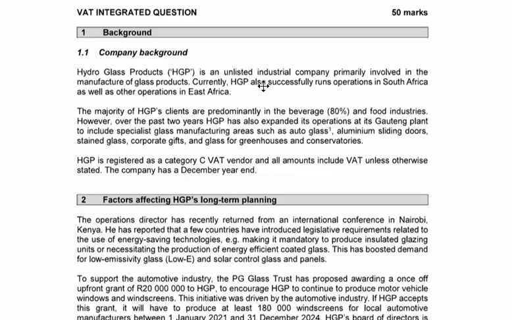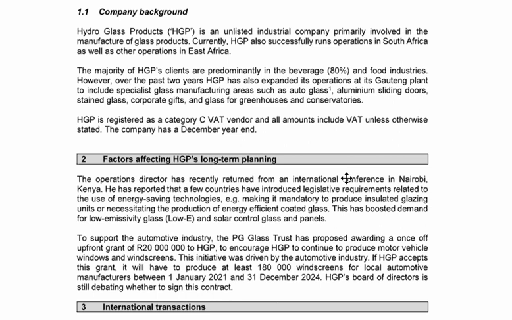So let's start going through the question itself. Before you start doing a question, you need to make sure you know, first of all, what type of vendor the company is. As you can see here, it's a C category vendor. What does C mean? It means that VAT is levied on a monthly basis. And what else? All amounts include VAT unless otherwise stated. So everything includes VAT unless otherwise stated. We just need to understand that.